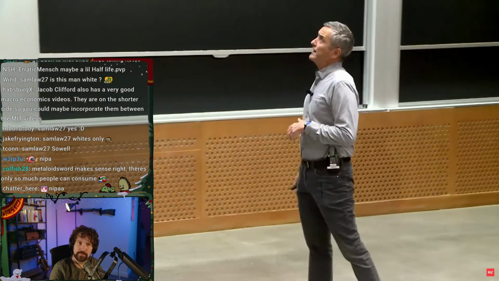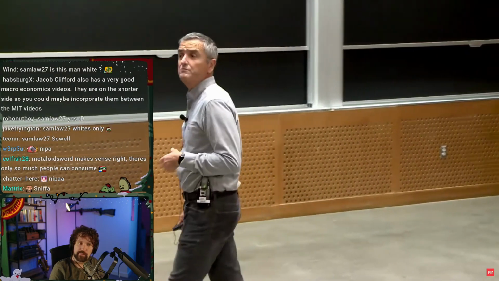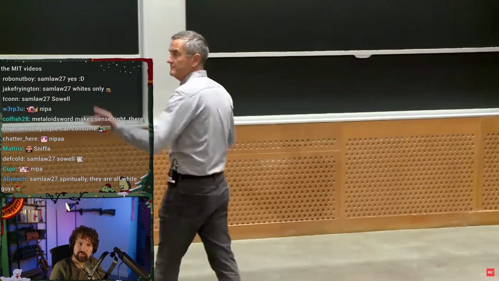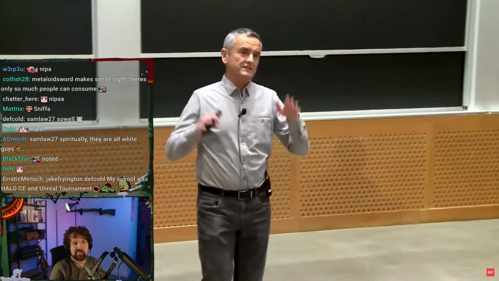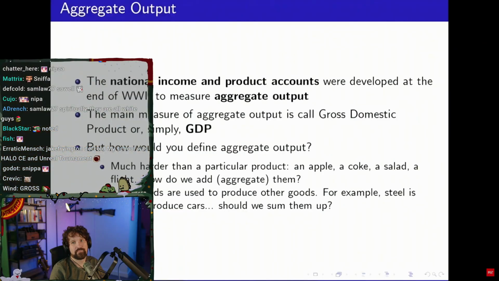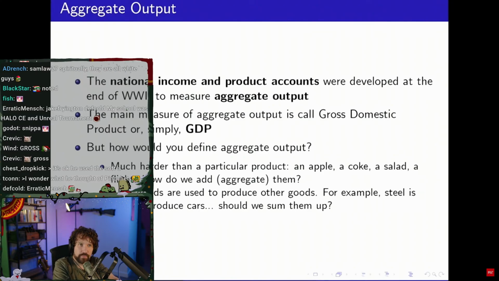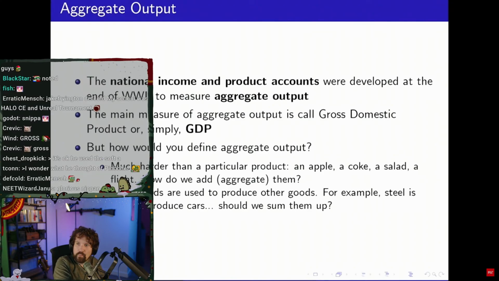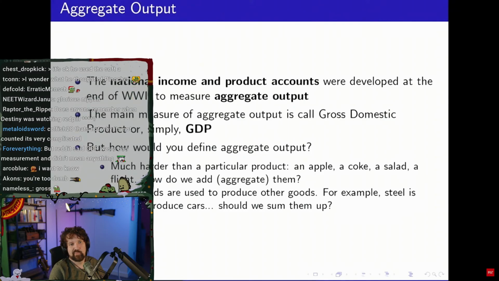So the main measure of aggregate output is what we call gross domestic product, or simply GDP. You hear GDP, that means output of an economy. Why is it gross and not net? You're not going to worry about that in this course. Okay? But if you hear GDP, most macroeconomists wouldn't say output, they would say GDP. It's very short, it's efficient, and so on. Well, that's what it means. It's the output of an economy. But how do we define it?